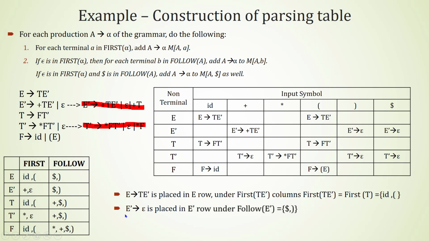So if there is an epsilon production, it will be placed in the row under follow of that non-terminal. Similarly, here I also have an epsilon production, T dash gives epsilon, so T dash gives epsilon will be placed under follow of T dash, that is under plus, under dollar and closing bracket. So this is how the parsing table is constructed.